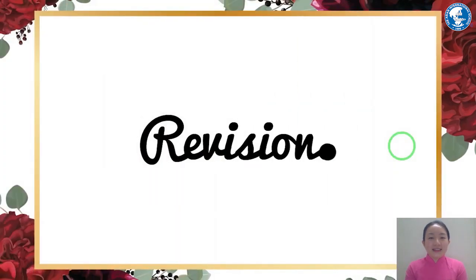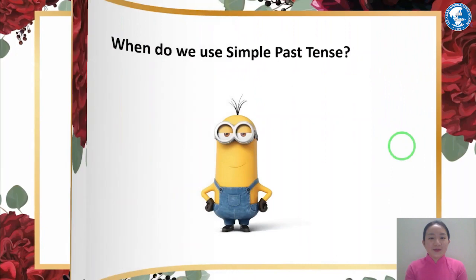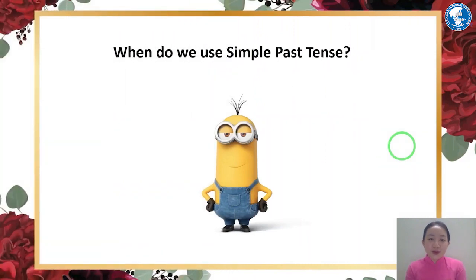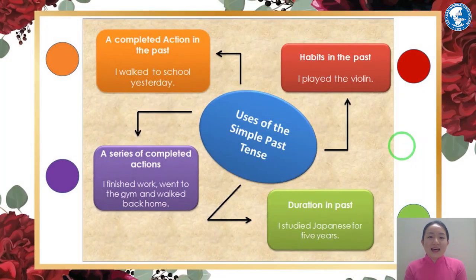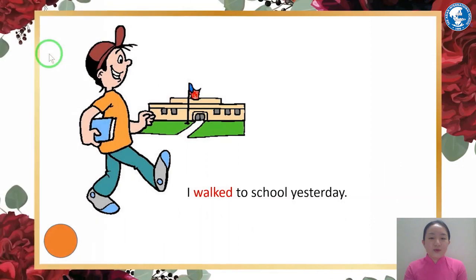The first part is revision. I have a question for you. When do we use simple past tense? Let's think about your answer. And this is my answer. Simple past tense is used to describe a completed action in the past. For example, I walked to school yesterday. Walk to school is an action that happened and completed already, so we use simple past tense.